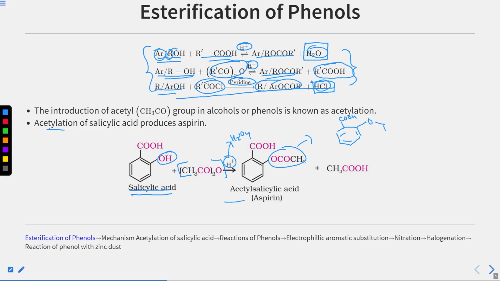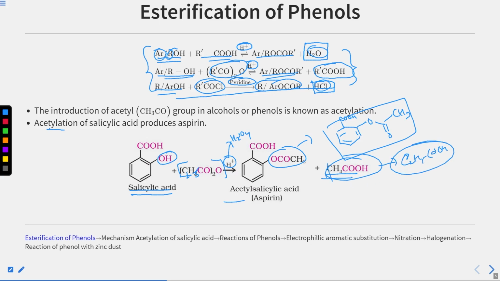Okay, this one will be here, and this, plus our CH3COOH. Since we are using acetic anhydride, we will get acetic acid. The length of this acid will depend upon the anhydride that we are using. Suppose we had used C2H5 instead, then we would have got C2H5COOH. So the nature of this acid will depend upon our acid anhydride. Clear? So this is the reaction.